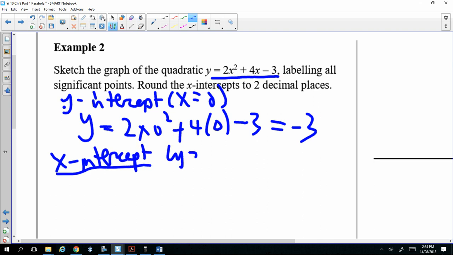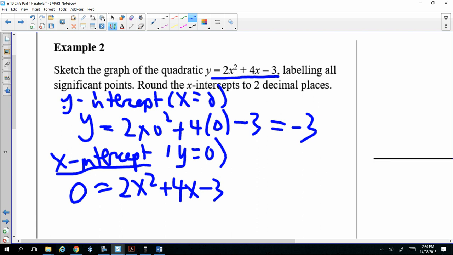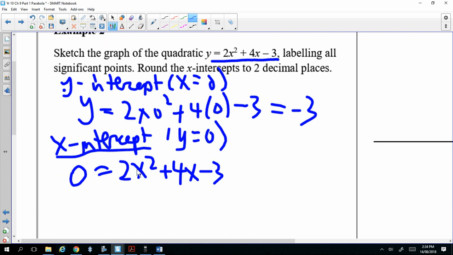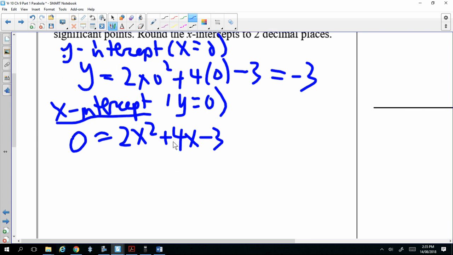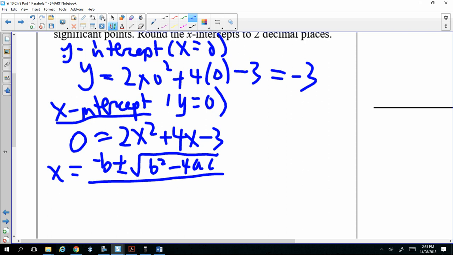So let's try to solve it. So y equals 0. So let's try this. So you get 0 equals this. Now, to solve this, you can either factorize. Can you factorize it? Maybe not. No. Too hard. Okay, so if you can't factorize, use the quadratic formula. Let's use the quadratic formula. And then correct your answer to 2 decimal places.